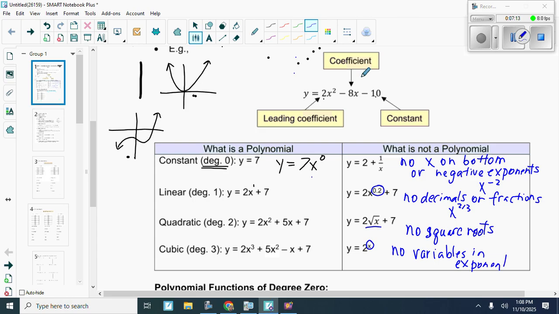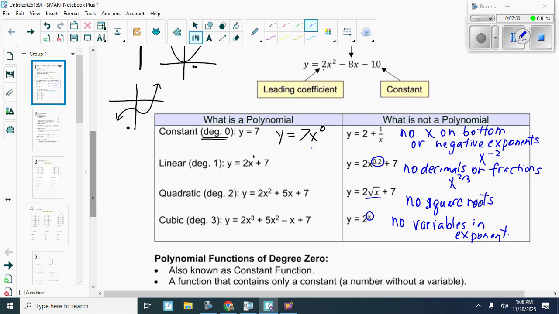If there was a variable in the exponent, we would call that an exponential function, and we're going to be studying that next. But for this unit, just so you know what is not a polynomial, those are all examples. What we're going to be looking at are ones that have either degree 0, degree 1, degree 2, or degree 3.